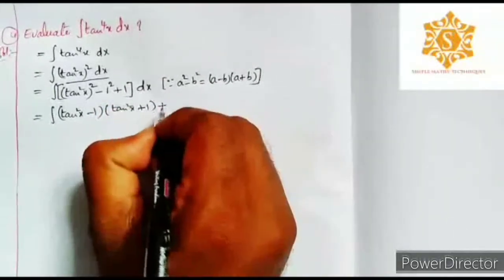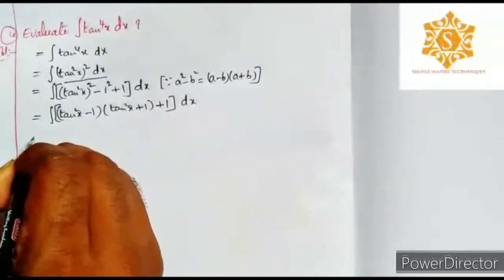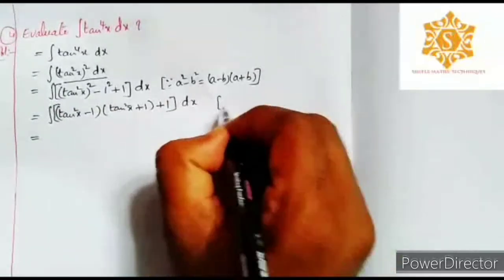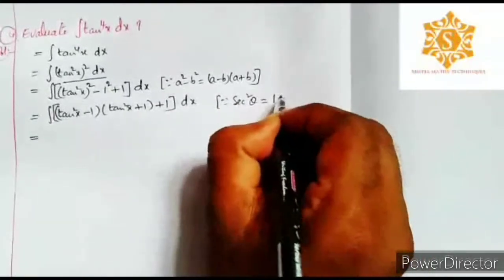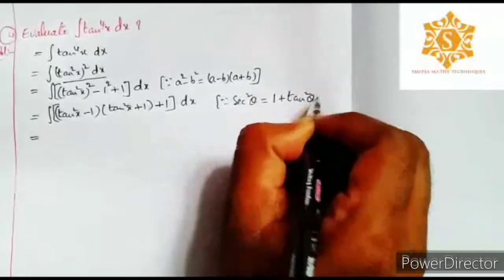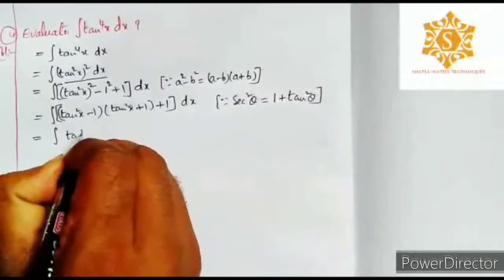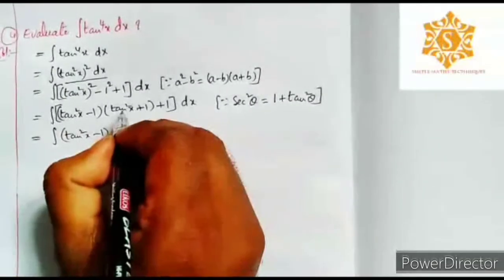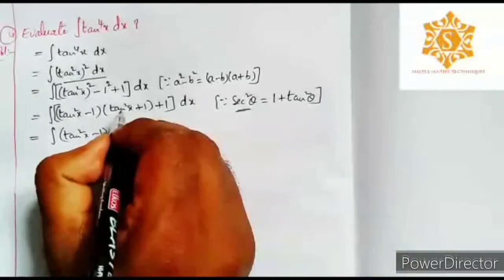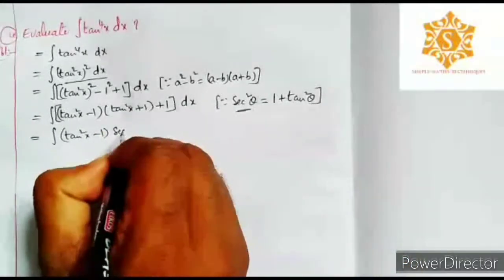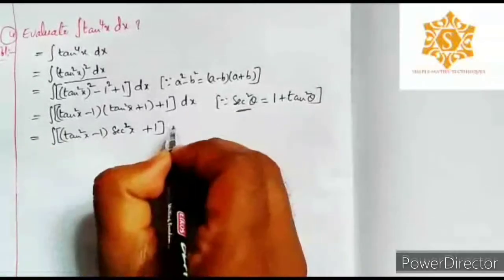Remaining we have plus 1 whole dx. So we know that secant square theta equals 1 plus tan square theta. So here you can write tan square x minus 1 into tan square x plus 1. Here 1 plus tan square theta value is secant square theta, so 1 plus tan square x value is secant square x, plus 1 whole dx.